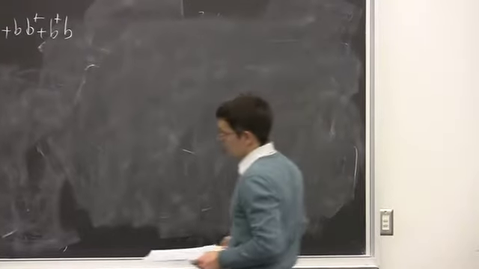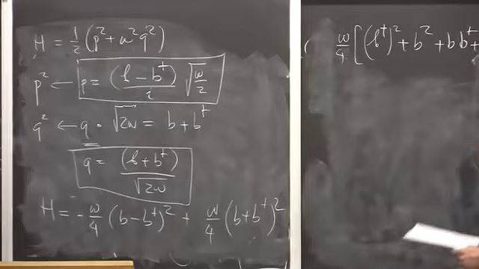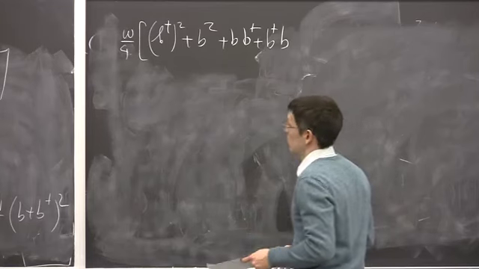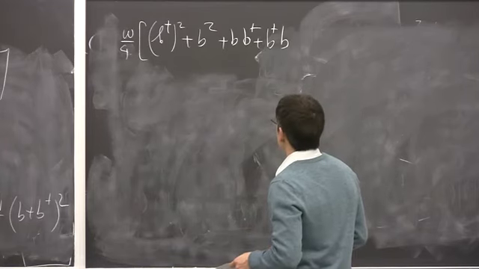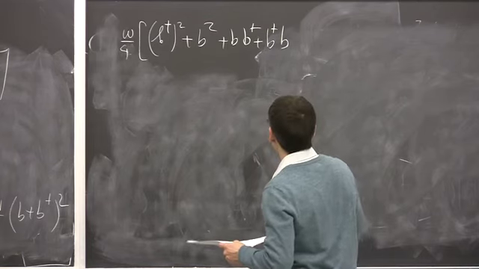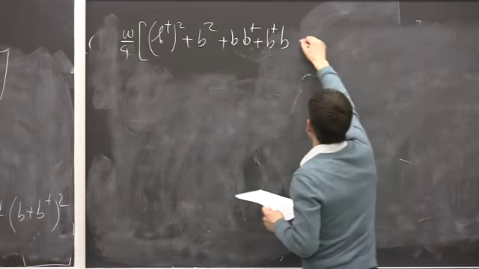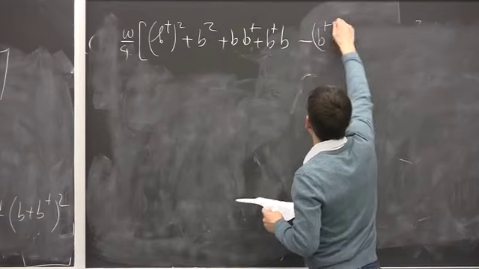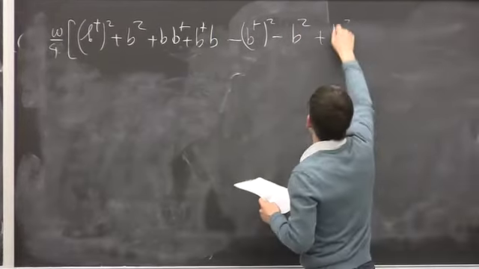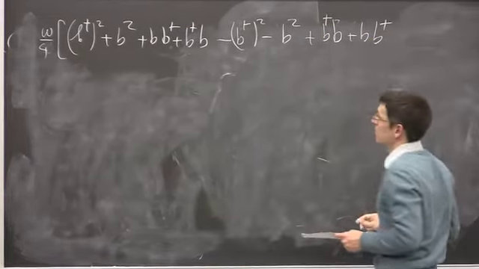So when you square either b minus b dagger or b plus b dagger, you will get terms that are essentially different: b b dagger and b dagger b. And then we'll have b dagger squared minus b squared plus b dagger b dagger. Okay.